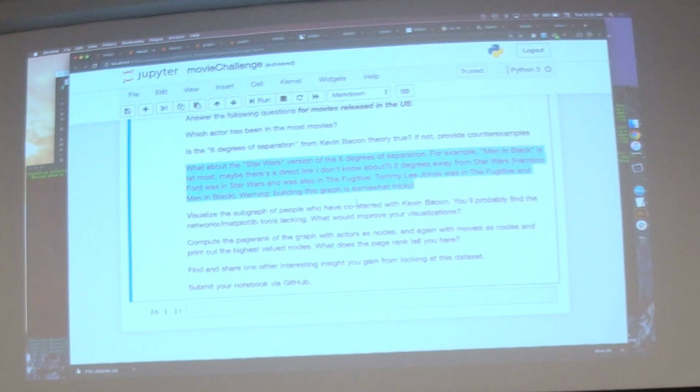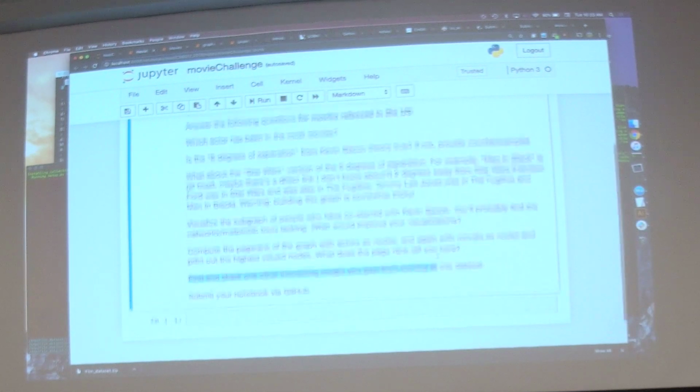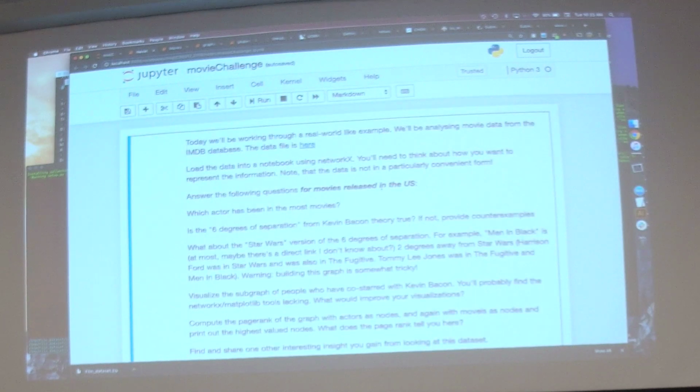And then we're going to do just a little bit of visualization. Don't try to graph the whole database. It will hang Python really fast because it's a very large data set. And then we're going to look at PageRank and have one open-ended bit here. So find something else interesting about this data set. Yeah, that's the plan for the rest of the day.